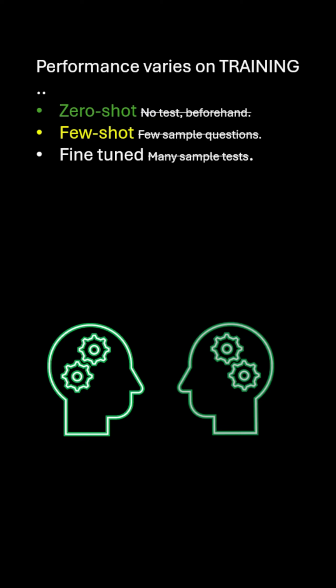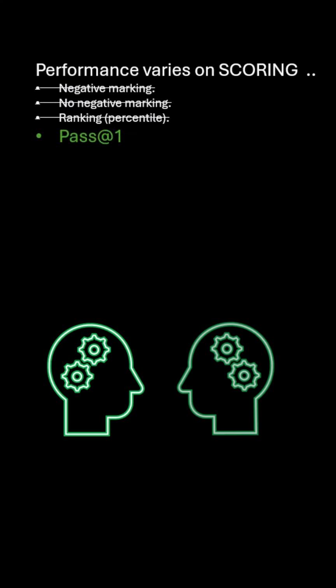Scoring techniques could also vary, like pass at 1. The model earns points if it gets the correct answer on the first try. Consensus at 64. The model earns points if, out of 64 responses, the correct answer appears most frequently. Percentile. If an LLM scores better than 90% of other models, it is at the 90th percentile, P90.